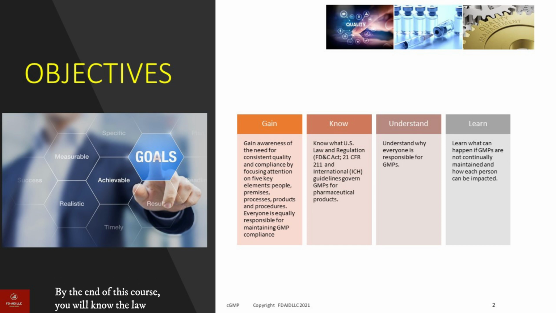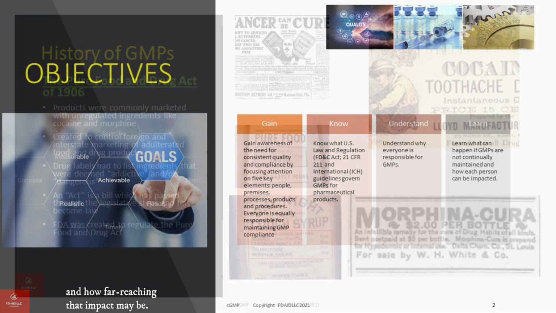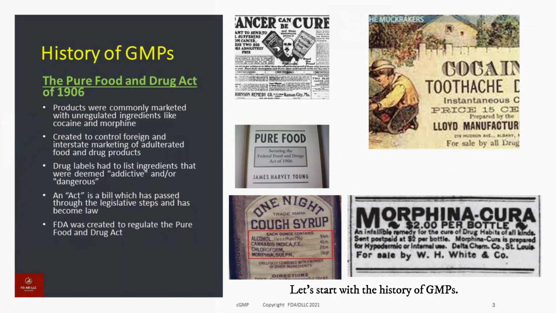By the end of this course, you will know the law and the regulation as well as the international guidelines that drug manufacturers marketing in the United States must follow. You will also know why it is important for everyone to take responsibility for good manufacturing practices. Finally, you will know what may happen if GMPs are not followed and how far-reaching that impact may be. Let's start with the history of GMPs.